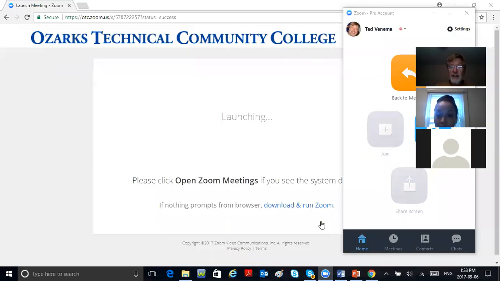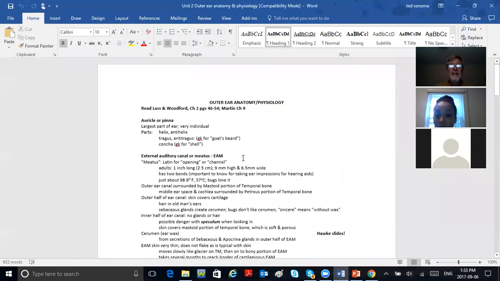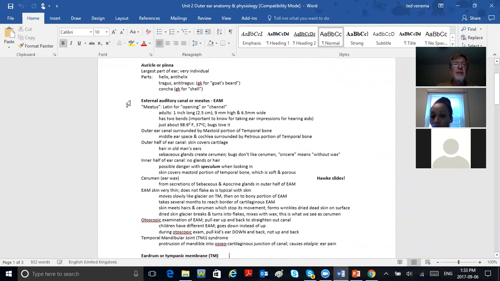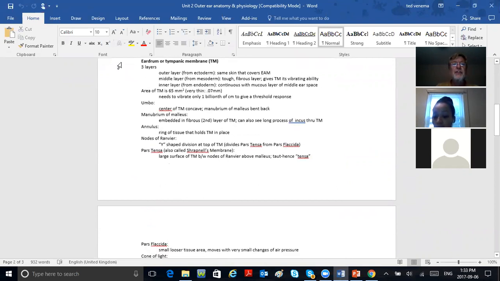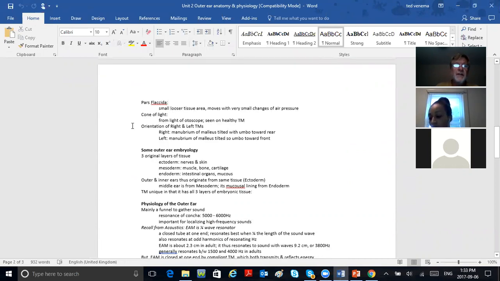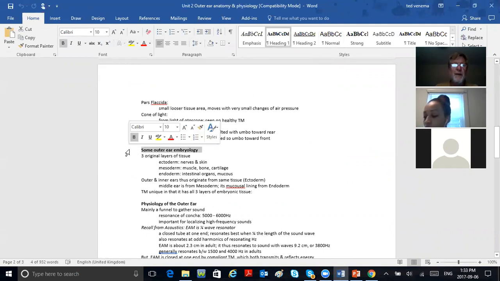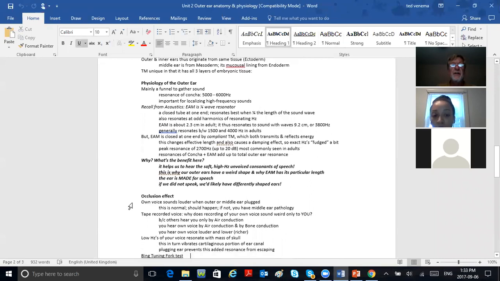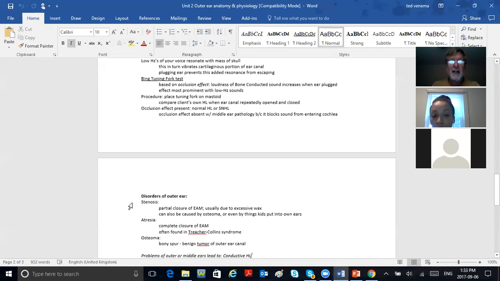Okay, let's find those. Right here. Here would be the outer ear anatomy physiology. There's your readings for it. And we're going to cover the outer ear and the ear canal, external auditory meatus, EAM, they call that. Scrolling down, we'll talk about the eardrum itself and landmarks to see on it. We won't worry that much about outer ear embryology. But this is kind of how we will finish when we talk today on the physiology of the outer ear.